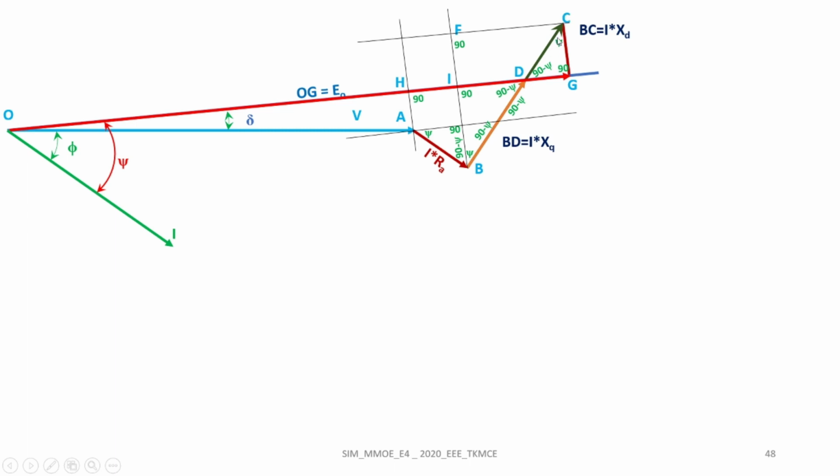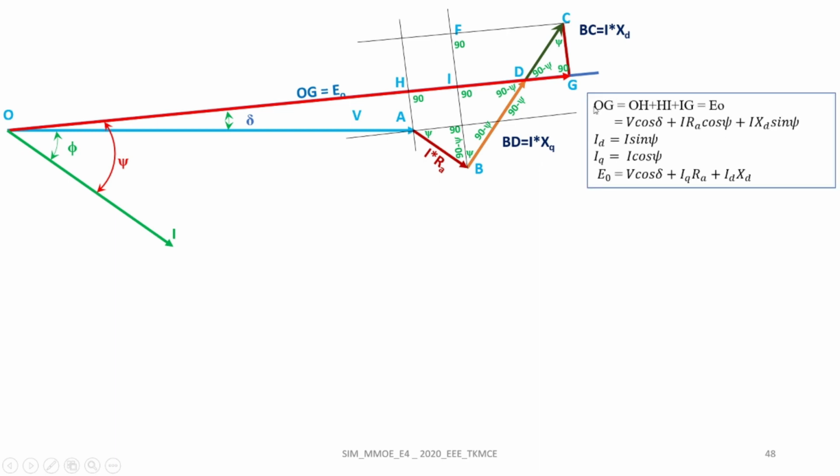Here BC, which is equal to I into XD, is the hypotenuse and the angle is psi. Therefore FC, which is equal to IG, is equal to BC sin psi, that is I into XD sin psi. Substituting, OG is obtained as V cos delta plus I into RA cos psi plus I into XD sin psi. We know ID is equal to I sin psi and IQ is equal to I cos psi.